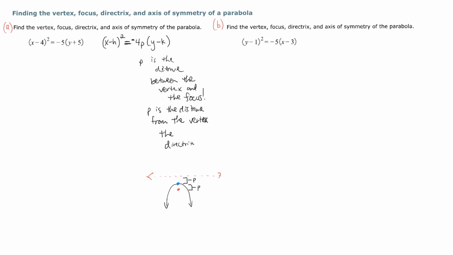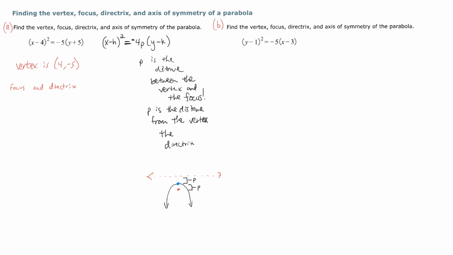All right, let's find everything. We got the vertex already. The vertex is (4, negative 5). What are we going to find now? The focus. The focus is p units lower than negative 5. So let's find p. In order to get the focus, we're going to need to find p. The focus and directrix involve finding the p value.